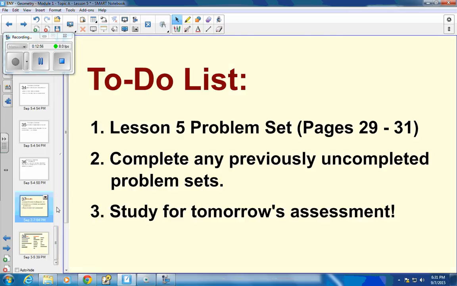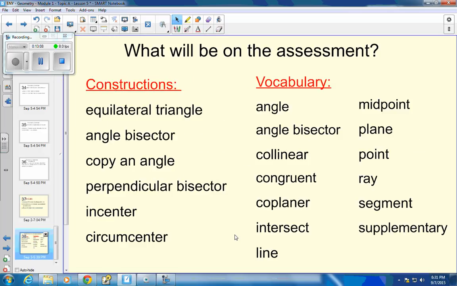So, things you need to do. Finish problem set number 5. That is your review for the test. You'll notice that it covers quite a bit of what we've learned. Finish anything you haven't finished, and tomorrow is our assessment. And remember that these are our key concepts that will be on that assessment. So be ready. Go back and watch any video you need in order to make sure you're ready.